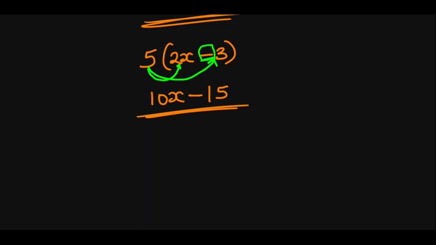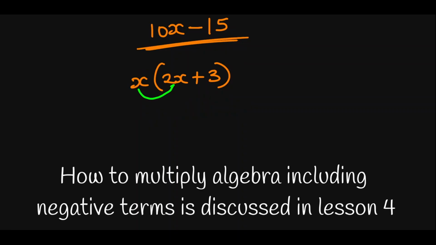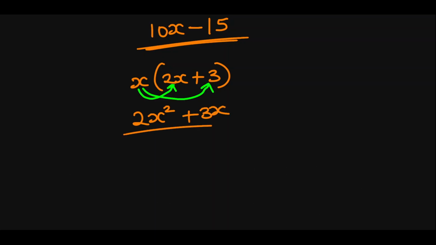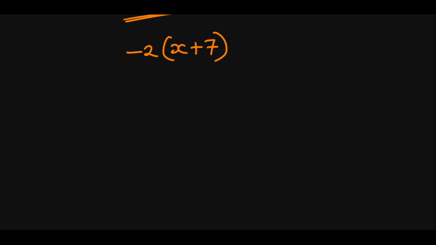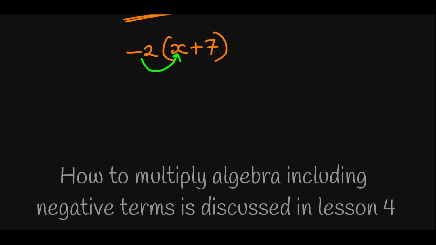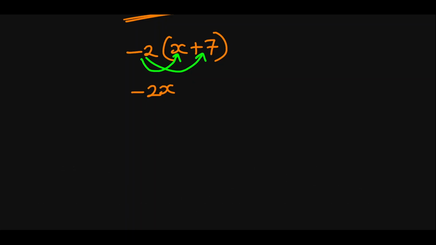So let's take another example. Now this is x(2x + 3). So using the distributive law, x will multiply 2x to give us 2x squared. And then x will multiply plus 3 to give us plus 3x. That will be the answer. Let's take one more example. Now for this one, again the distributive law, minus 2 multiplies x to give us minus 2x. And then minus 2 will multiply plus 7 to give us minus 14. And that will be the answer.